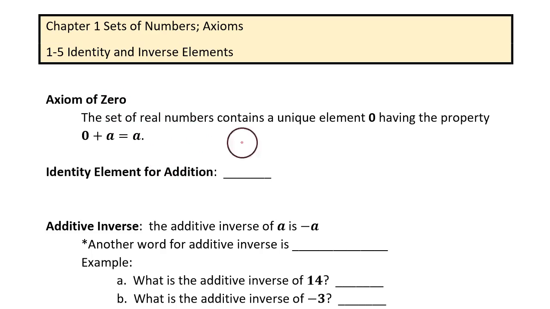The set of real numbers contains an element 0 having the property, if you add 0 to any real number, you get that same real number. You get a number identical to what you had to begin with. Therefore, 0 is called the identity element. So on the blank, fill in 0. 0 is the identity element for addition. It is the only number you can add to something and not change its value.